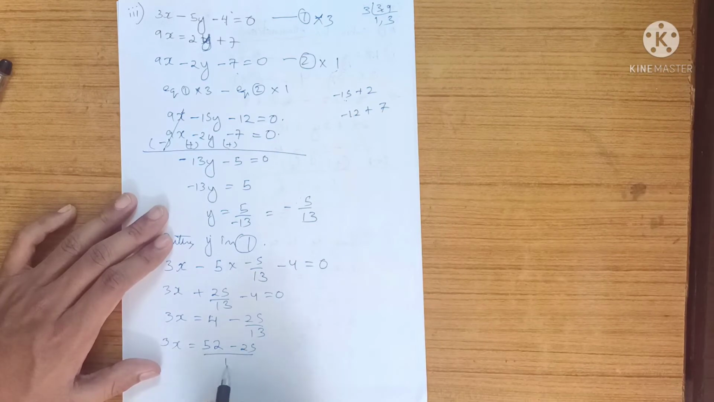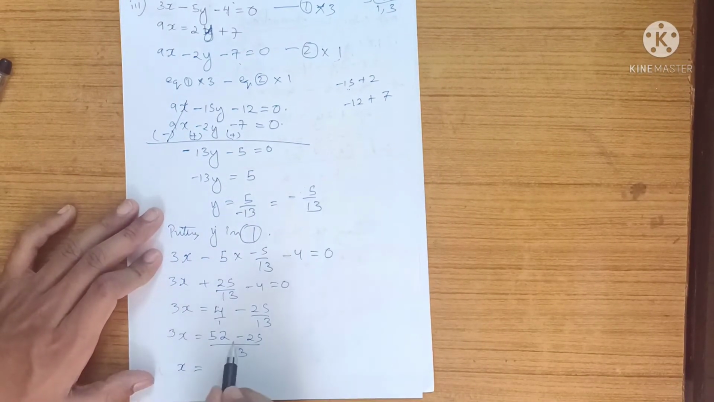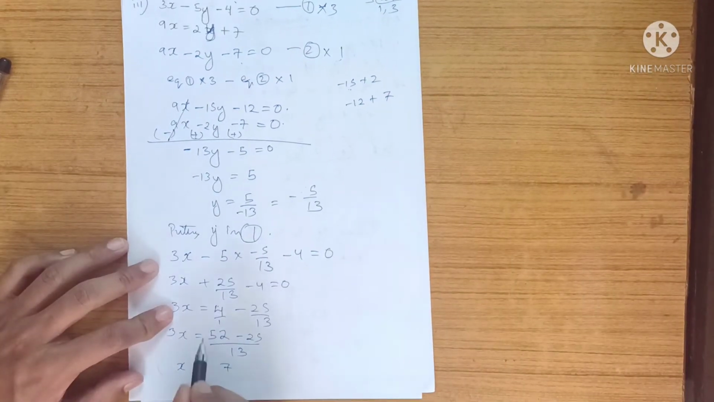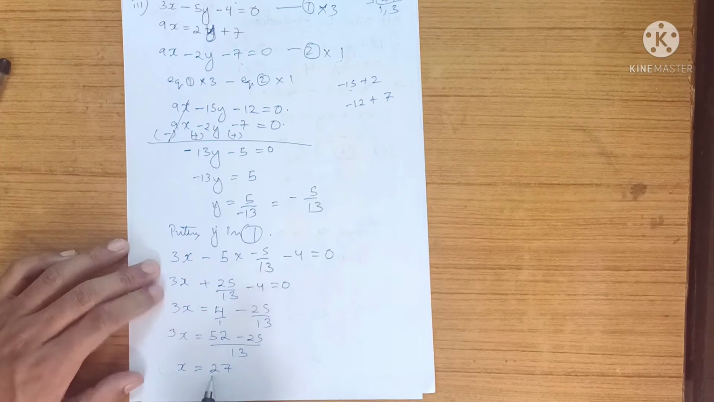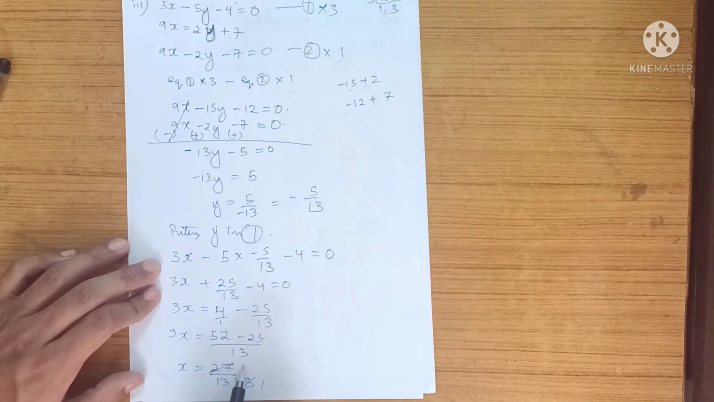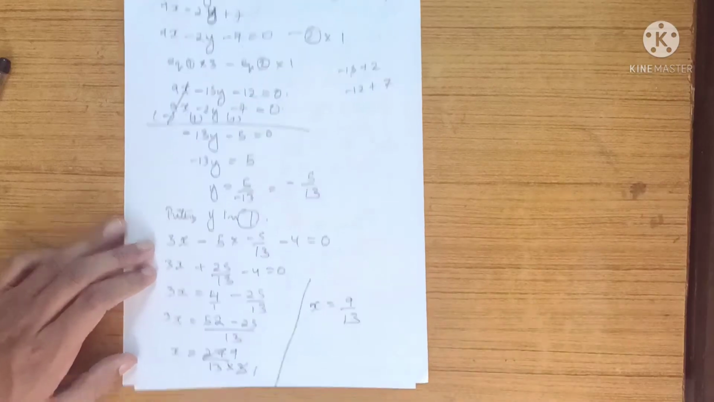Minus 25 by 13. Imagine there's a 1 here. So x will be equal to, if we subtract, 7 is remaining, and then 4 minus 2, 2 is remaining. 13 and 3, which was here, will come down. So I can cut this. So x equal to 9 by 13.